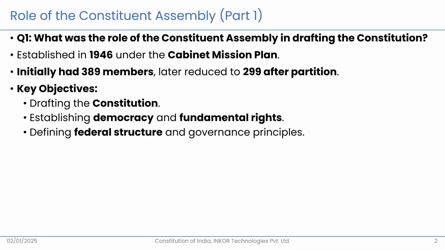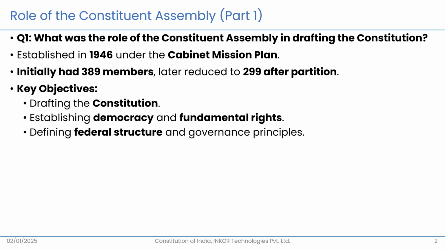The Constituent Assembly played a crucial role in drafting the Indian Constitution. It was established in 1946 under the Cabinet Mission Plan to create a framework for independent India's governance. Initially, the Assembly had 389 members, representing provinces and princely states. However, after partition in 1947, the number was reduced to 299.